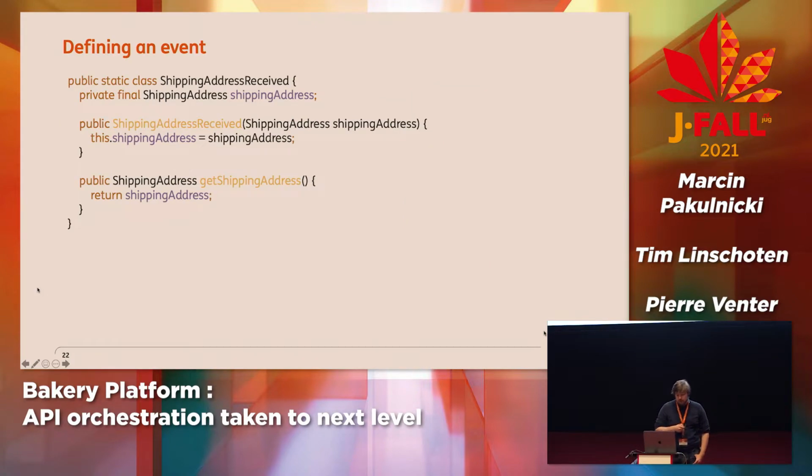Now, let's have a look at the code of an event in the DSL. Again, just a class, nothing too special. Every field you have is seen as an ingredient it provides. So in this case, the shipping address received has a shipping address, so it will provide the ingredient shipping address.